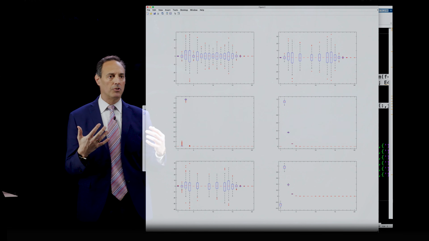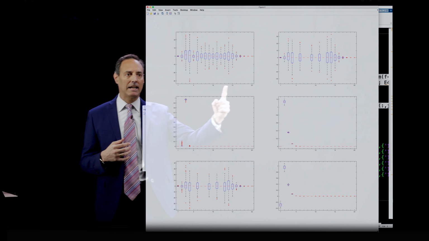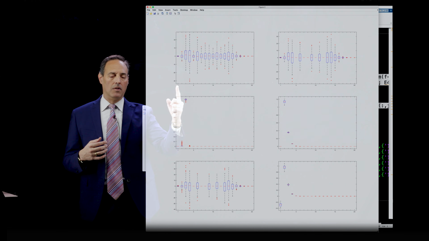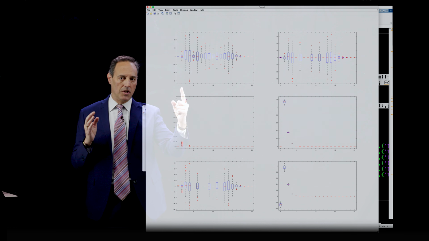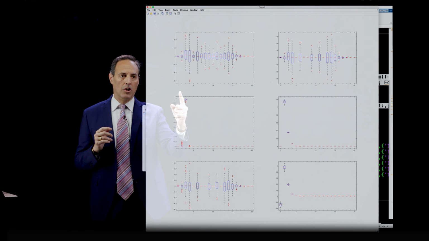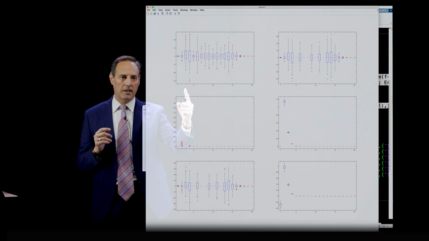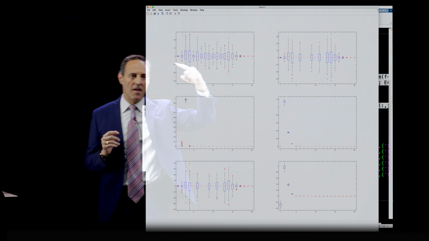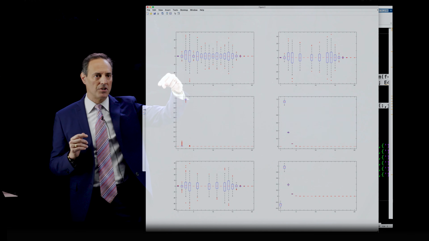Now let me tell you what these are producing. What you're seeing on the x-axis is 1, 2, 3, 4. These are the values of the constant term, the linear term, the quadratic term, the cubic term. So in other words, this is the polynomial order, and this is the variability over those 100 trials.